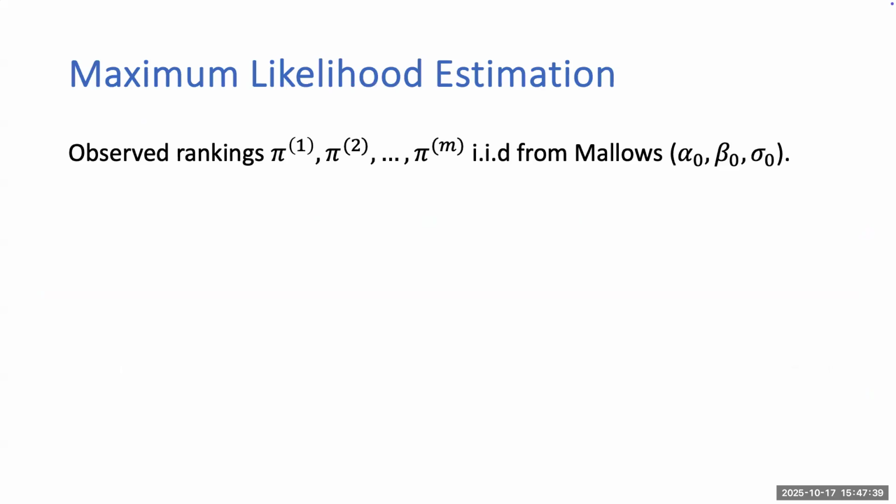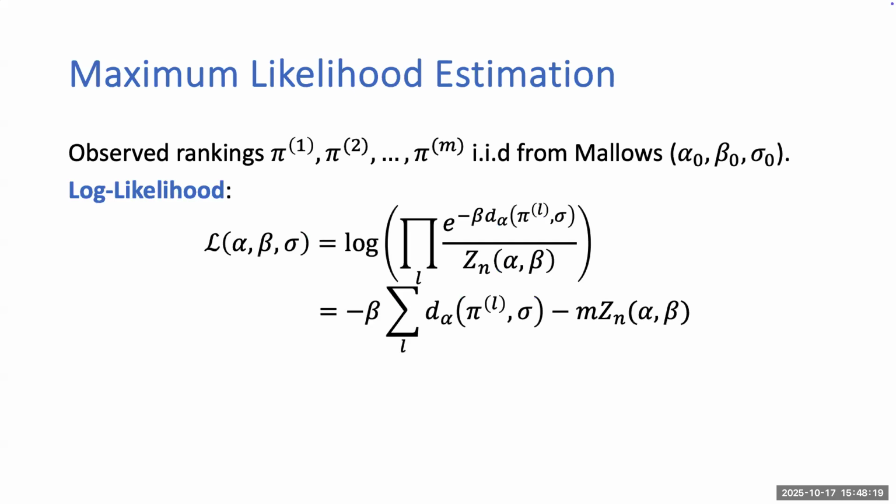So here's my assumption. I'm assuming that I have IID samples from a Mallows model with true parameters alpha 0, beta 0, sigma 0. And with any kind of estimation, the first thing is to write it. You mentioned 2 parameters, but actually there are 3. Yes, beta is the dispersion, sigma is the central ranking, and alpha is a distance. So there are 3 parameters. Sorry, I didn't realize I said 2.